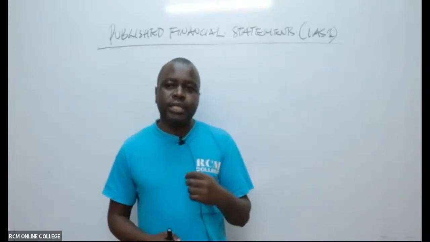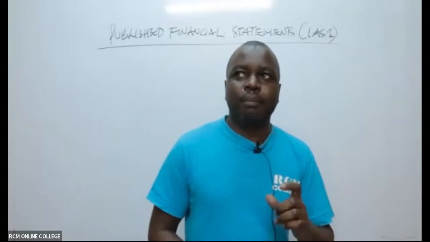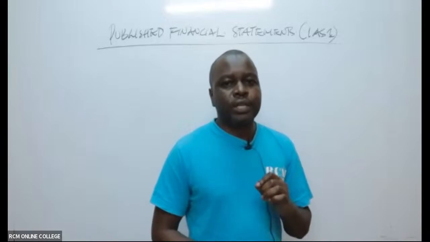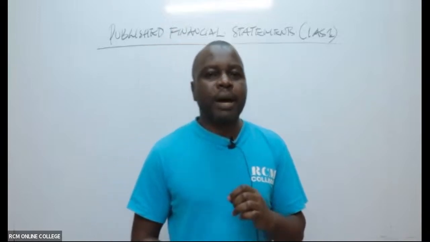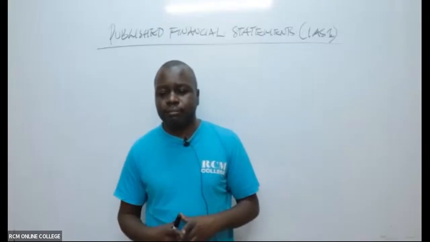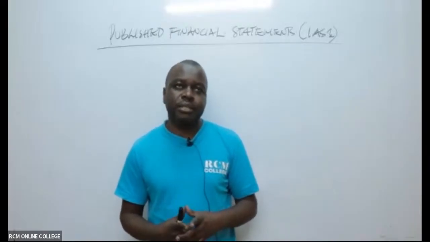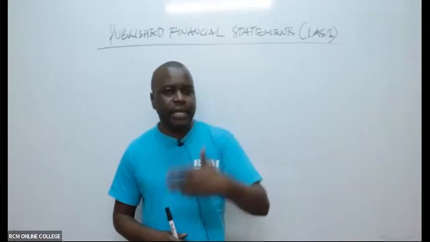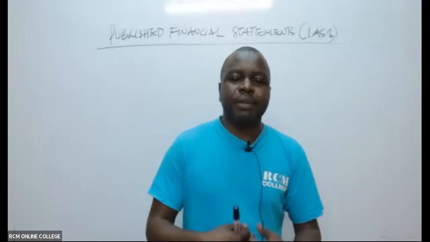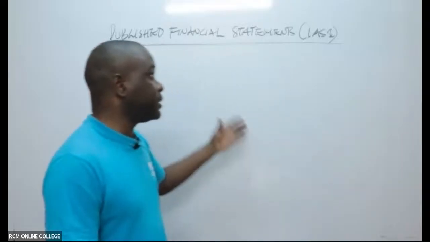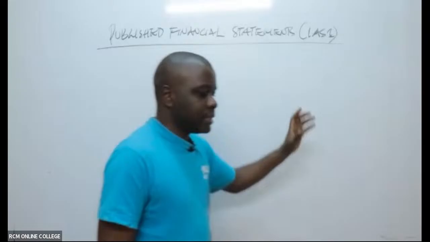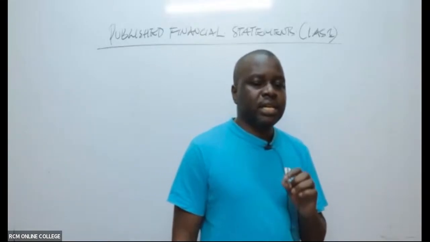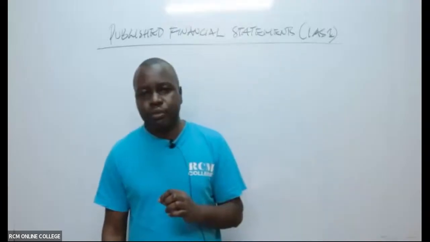For example, as we go on with this topic of published financial statements, you will realize that some expenses end up being accumulated together as administrative expenses. Normally you break down all the expenses and present them in the income statement, but when you publish, according to IAS number 1, you must accumulate those expenses concerning administrative activities and put them together.